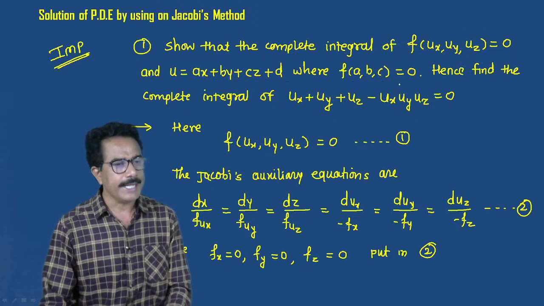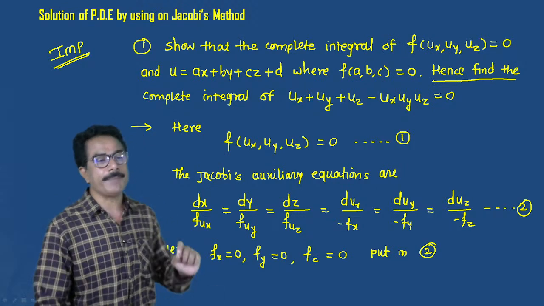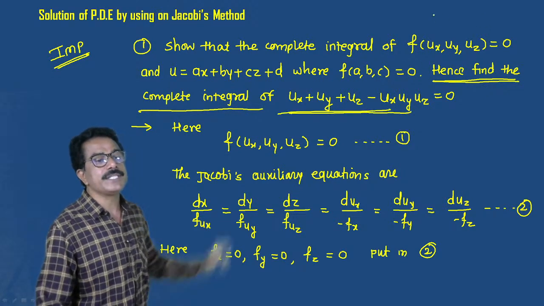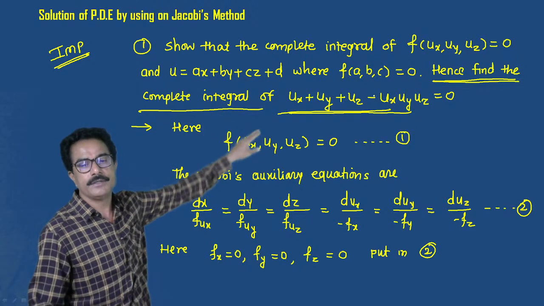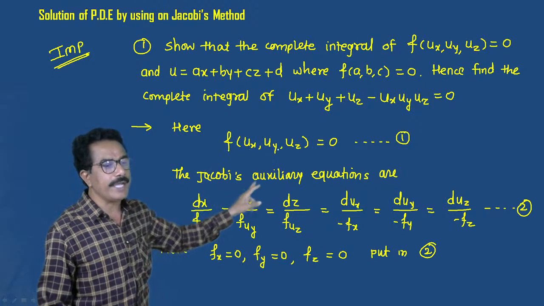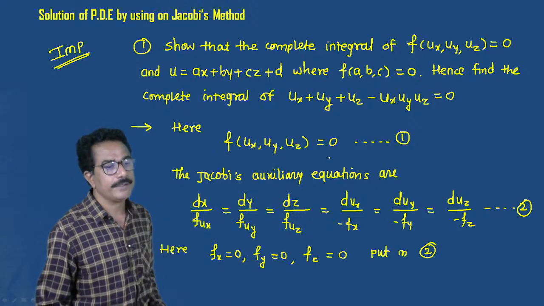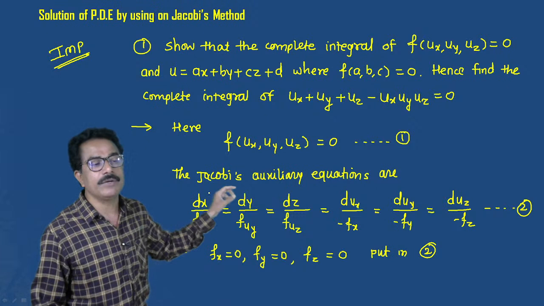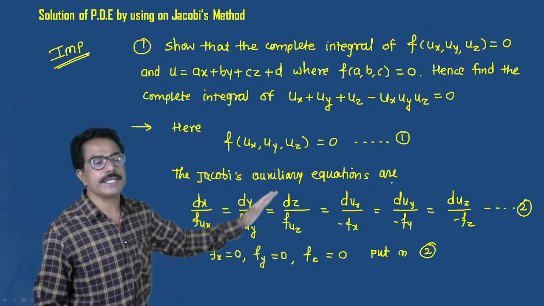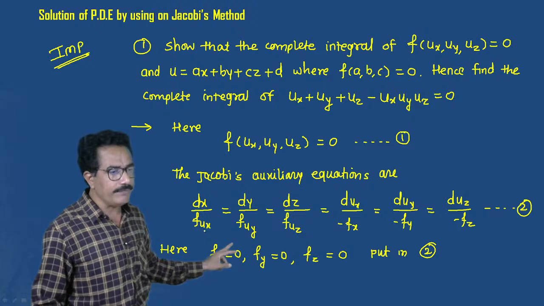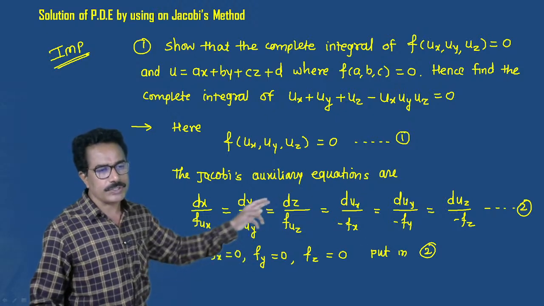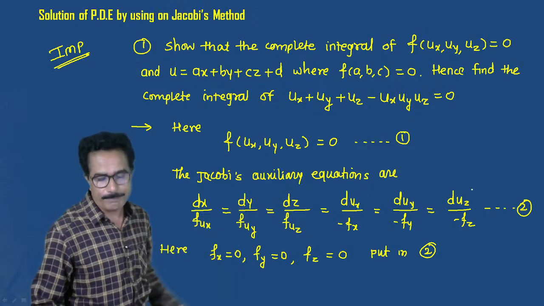Now next, we have to give one example in addition, hence find the complete integral of this problem. On the basis of this first condition, we have to solve this example. Now see this. Here given that f of ux, uy, uz equals 0, according to step number second, write down the Jacobi's equation. Step first, given a function, write down the Jacobi equation. Now Jacobi's auxiliary equations are dx divided by fux, dy divided by fuy, dz divided by fuz, dux divided by minus fx, duy divided by minus fy, duz divided by minus fz.